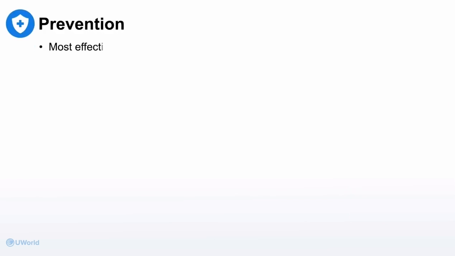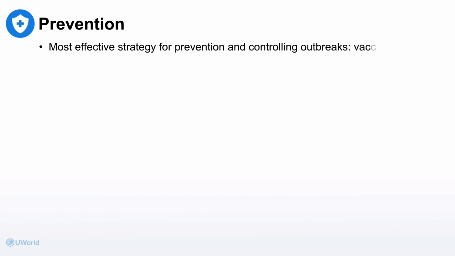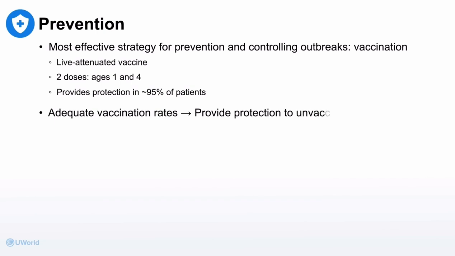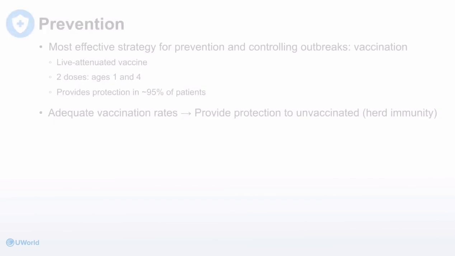The most effective strategy for preventing measles and controlling outbreaks is vaccination. The live attenuated vaccine is typically given as 2 doses at ages 1 and 4 and provides protection in about 95% of patients. Adequate vaccination rates in the community can also provide protection to those who are unvaccinated via herd immunity. To sum up, here are the key points to remember.